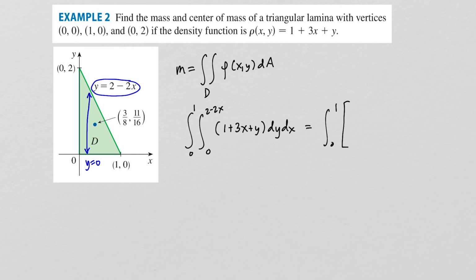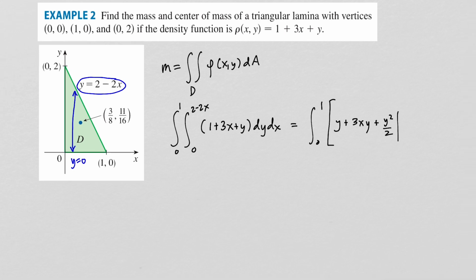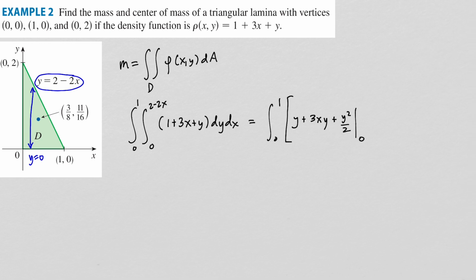So the integral of 1 with respect to y is y, and then plus the integral of 3x with respect to y is 3x times y. And then the integral of y with respect to y is y squared over 2. And this is going from 0 to 2 minus 2x, and then with respect to x. Now keep in mind, these are y values, of course, so we're going to plug this in for y. Also, notice when you plug in 0, you get nothing. So we only have to plug 2 minus 2x in.